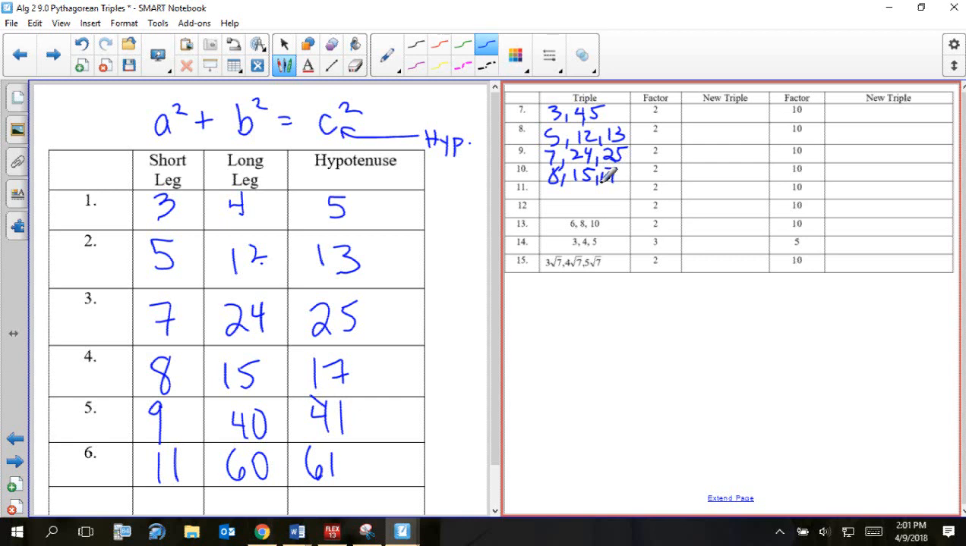But from there, you're going to be finding new triples, because you can find any triple by taking the original triples and multiplying all the numbers by something. So if I took the original triple, 3, 4, 5, and I multiply it all by 2, then I get 6, 8, 10. It's a new triple. It's related to 3, 4, 5. And then for the tens, you go all the way back to 3, 4, 5 again. We multiply everything by 10, and we get 30, 40, 50. So that's another triple that's related to 3, 4, 5. So your next step is to fill out the bottom table.